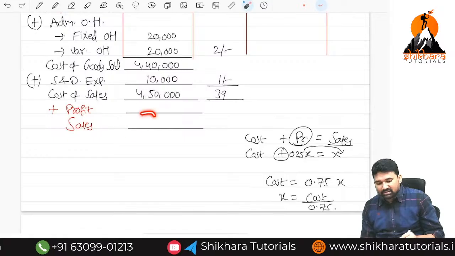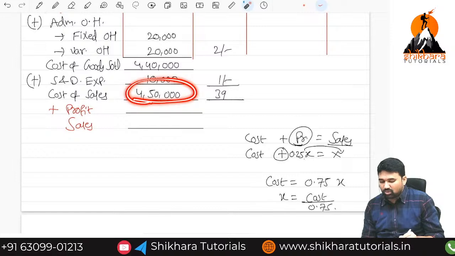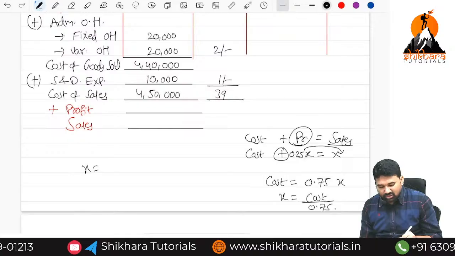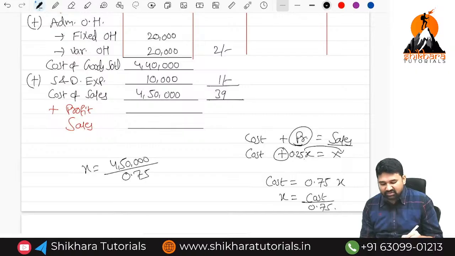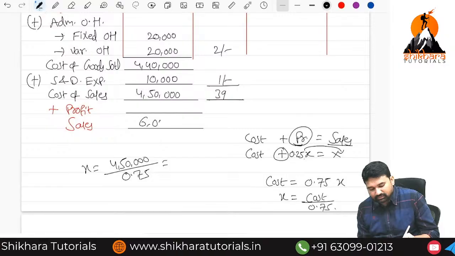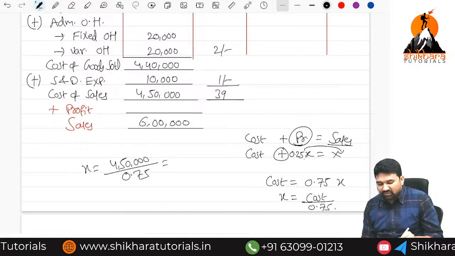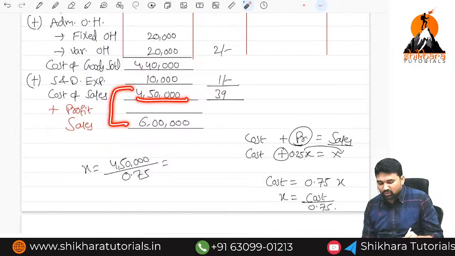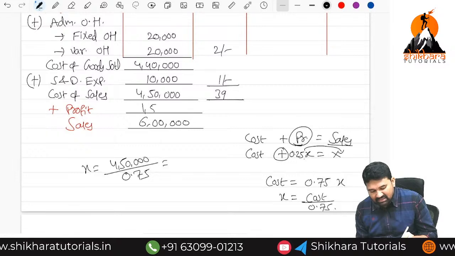Listen carefully. Here, sales is x, right? We don't know x, but we know cost, right? So now if you substitute in the equation, x is equal to cost, which is 4,50,000 divided by 0.75. How much? 6 lakhs. Okay. So profit is nothing but the difference between cost and sales. What is the difference between 4,50,000 and 6 lakhs? 1,50,000. So we'll simply write it as 1 lakh.